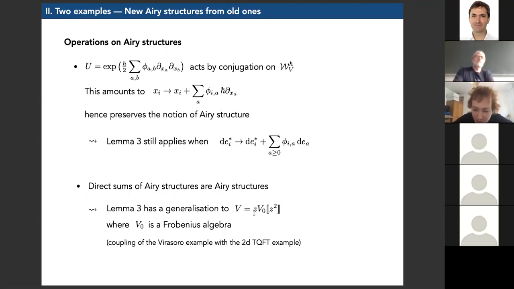In particular, the example I showed you based on this loop space, instead of looking at formal series valued in C, you can look at formal series valued in some Frobenius algebra. So you can couple the TQFT example of Airy structure I showed you, coming from the Frobenius algebra, to the loop space example I showed you to make an Airy structure based on that vector space here.